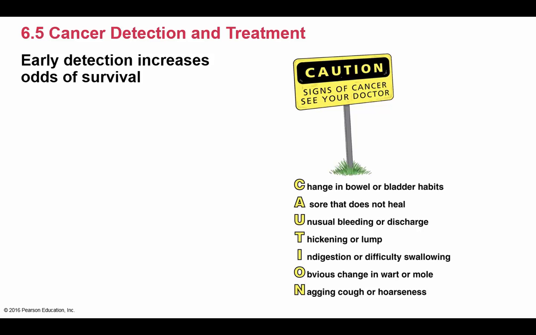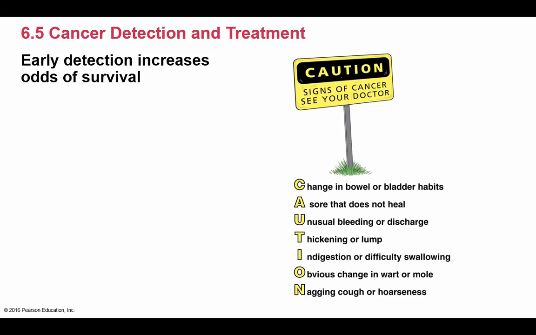So one of the things that it mentions in the text is, as far as cancer detection is concerned, early detection obviously increases your chances of survival. So what they say that you should actually be using is the CAUTION method. So the C in caution, looking for change in bowel or bladder habits. So do you see a change in bowel movements, a change in bladder? How often are you having to urinate? How often are you having to defecate? Is there a big change in what's actually being excreted?